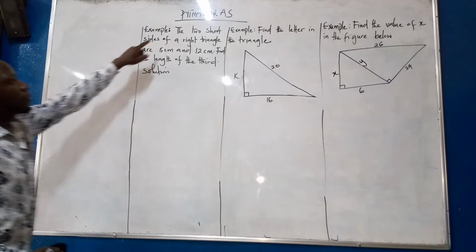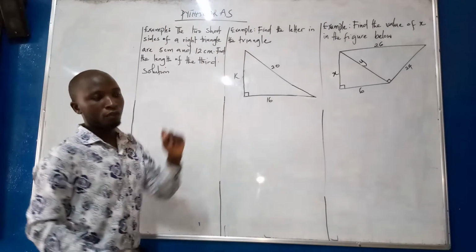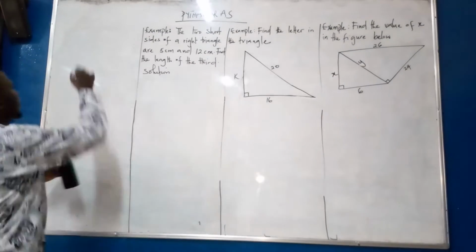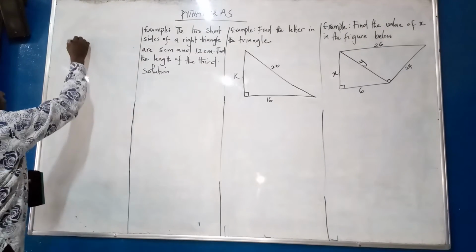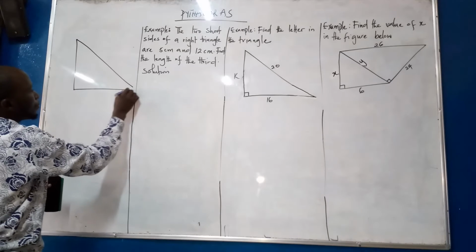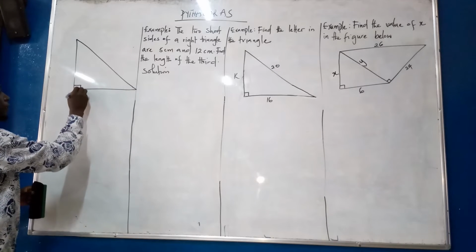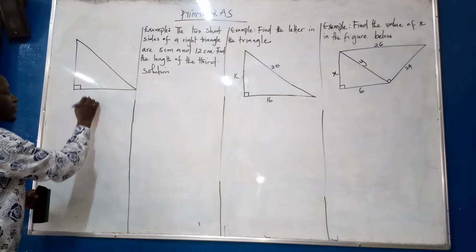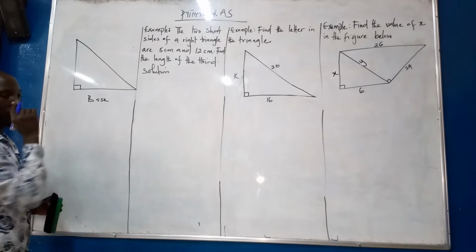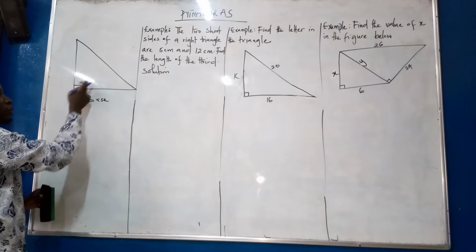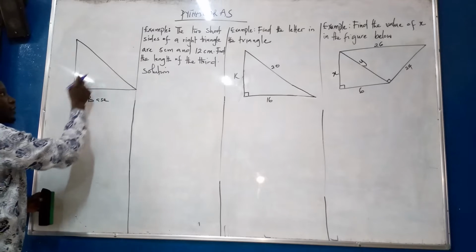Today we'll be looking at Pythagoras theorem. Pythagoras theorem is all about right angle triangles. Now, this is a right angle triangle. This is the base of the triangle. The longest side is the hypotenuse, which is directly opposite the right angle.